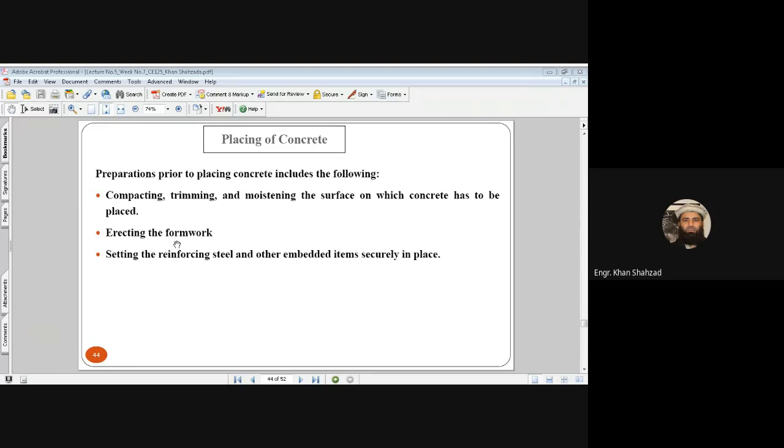इरेक्टिंग द फॉर्म वर्क आप फिक्स करें. Setting the reinforcing steel and other embedded items securely in place. आपके अगर कोई reinforcing steel बार आपने यूज करना हो तो उसको फिक्स करें. और अगर आपने इलेक्ट्रिसिटी के पाइप्स या वाटर सप्लाई पाइप्स या कोई और पाइप्स आपने डालने हो या कोई आइटम्स आपने लगाना हो तो उसमें एम्बेड करें, उसमें फिक्स करें.